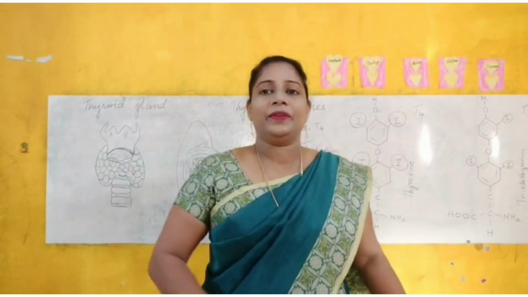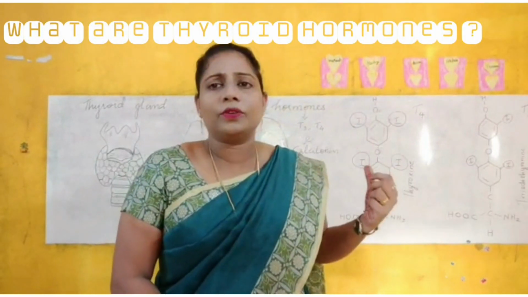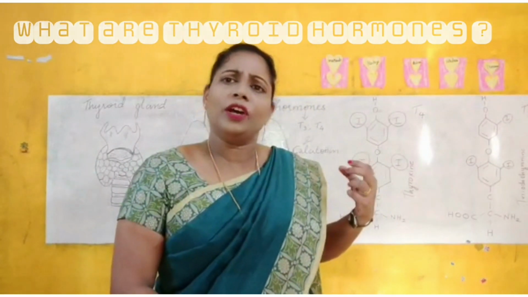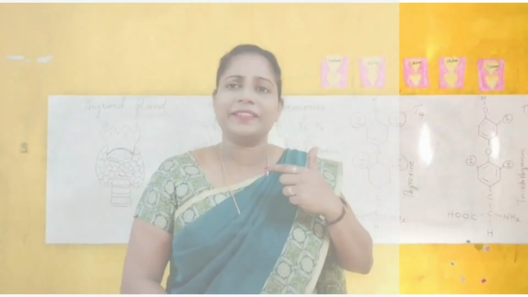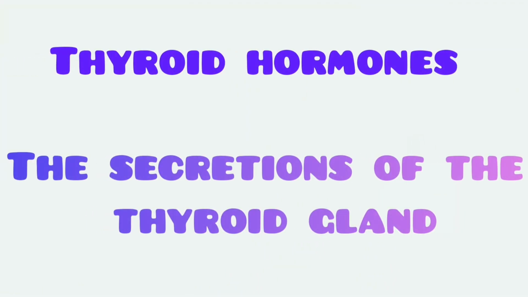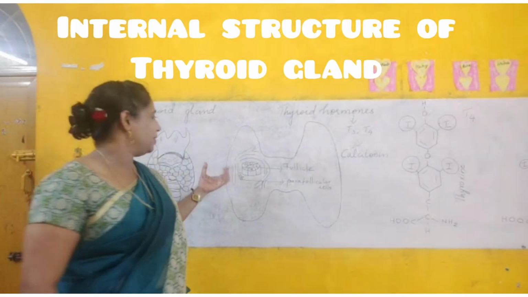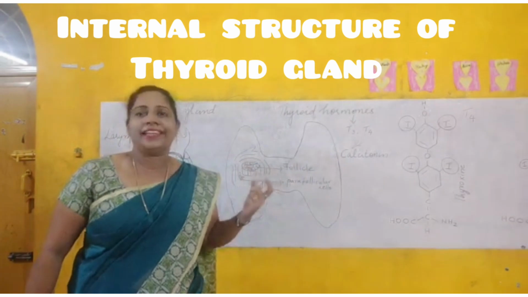Okay, children, fine. So what are these thyroid hormones? Very good. The secretions of the thyroid gland are collectively called thyroid hormones. What do you call them? Thyroid hormones. Now, let us look into the internal structure of this thyroid gland.